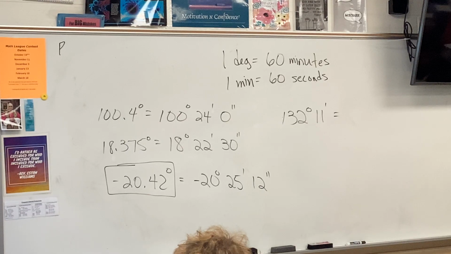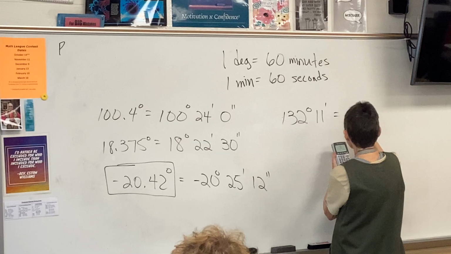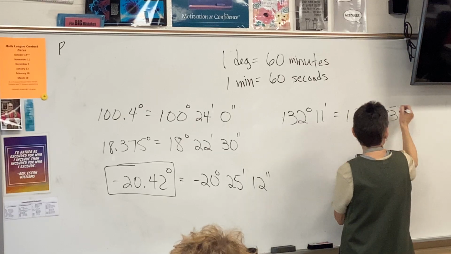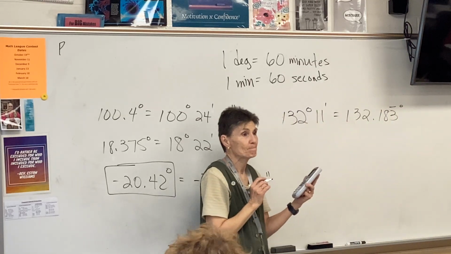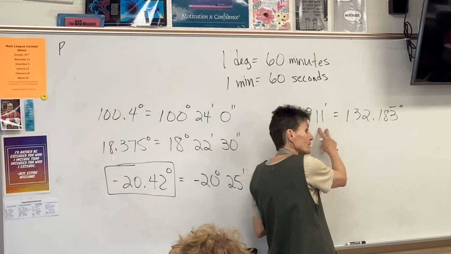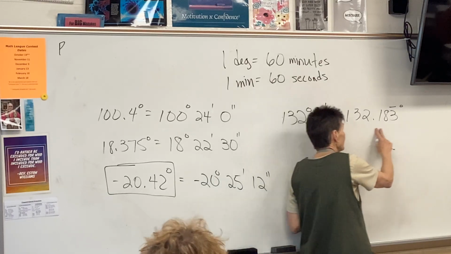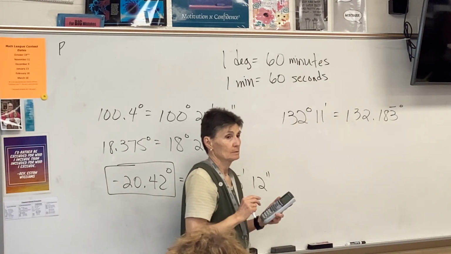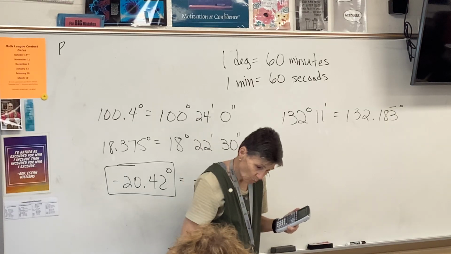Now, type 11. And then second angle again. And what is right under the degree mark? The minute mark. So go down to minutes and hit enter. And you get 132.183 repeating degrees. Would you agree with that? Yeah. So you started with degrees and minutes, you ended up with a decimal. All right, let's try the next one.